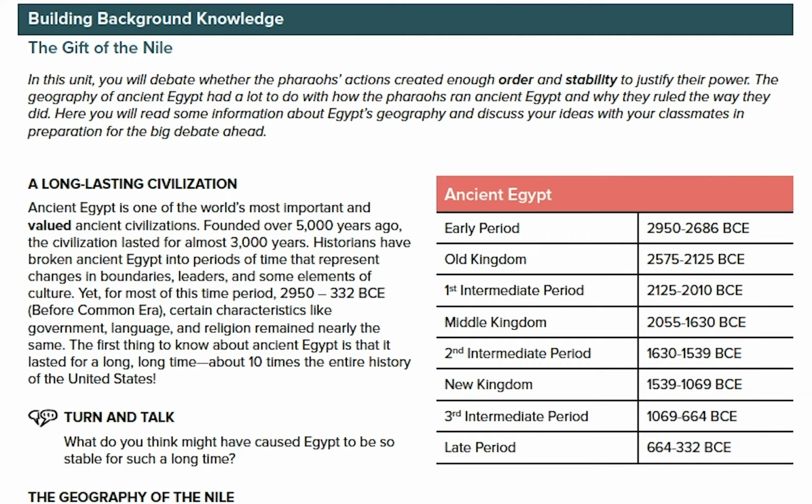The way that they're being used here in this introductory passage is kind of, I like to think, like the authors are whispering to you. In this unit, you will debate whether the Pharaoh's actions created enough order and stability to justify their power. Right? It's kind of giving you a heads up about what the rest of this passage is going to be about. That's not the only way to use italics.